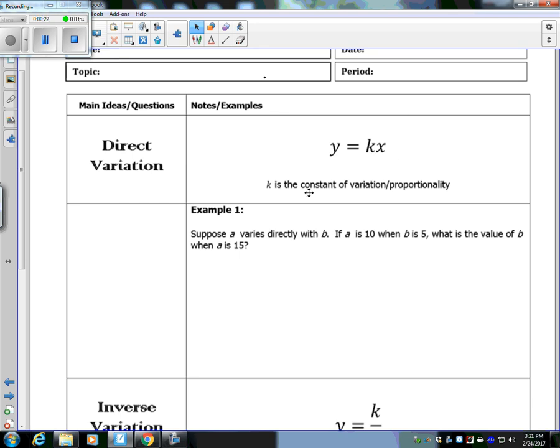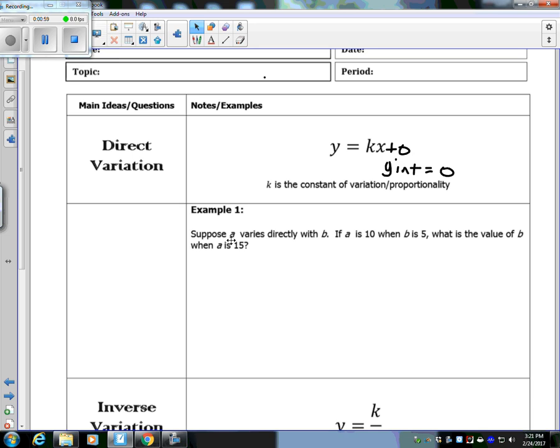Some characteristics of direct variations are that the y-intercept is always zero. So you might have seen this form as y equals mx plus b. The y-intercept is always zero in a direct variation, and it's always a straight line. K is always a constant. In y equals mx plus b, m was the slope, that's the constant. It's constantly the same slope. So k is a constant.